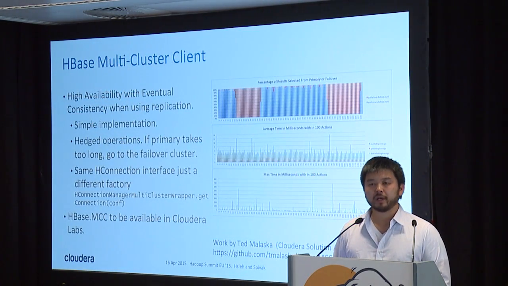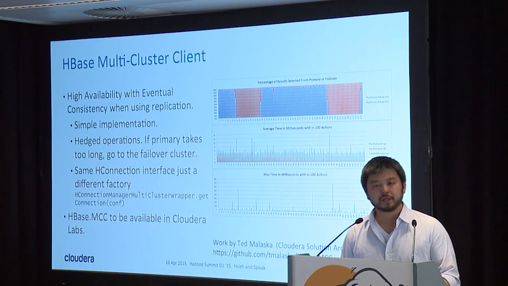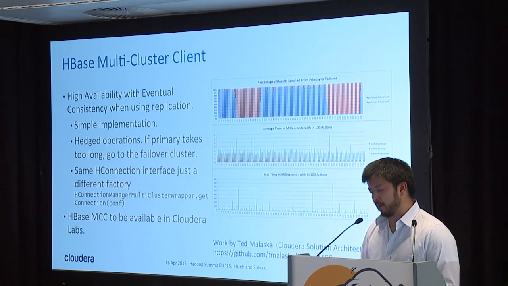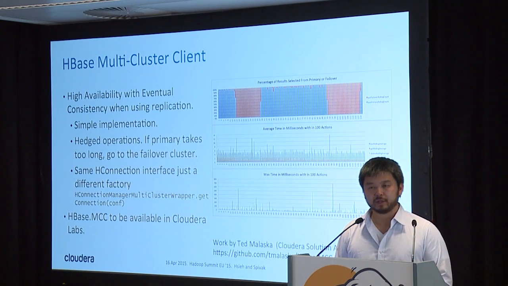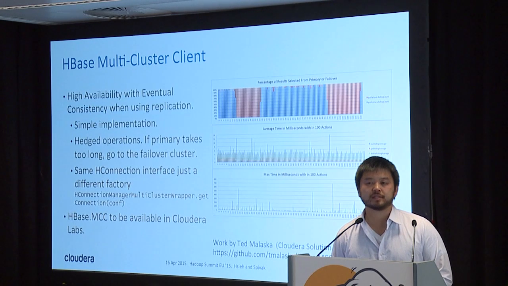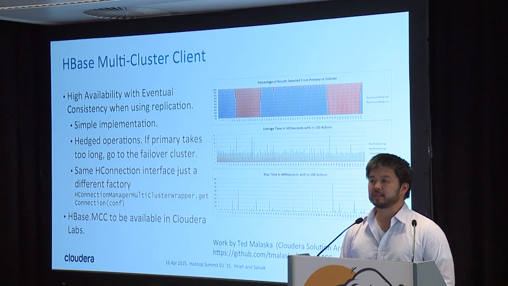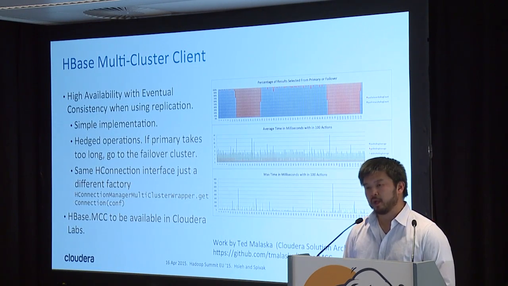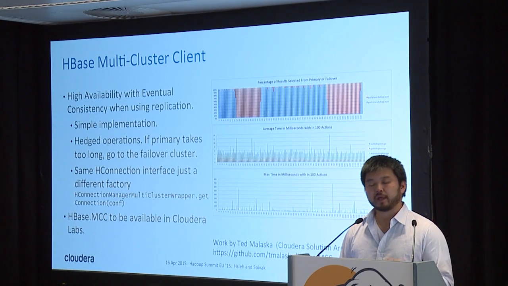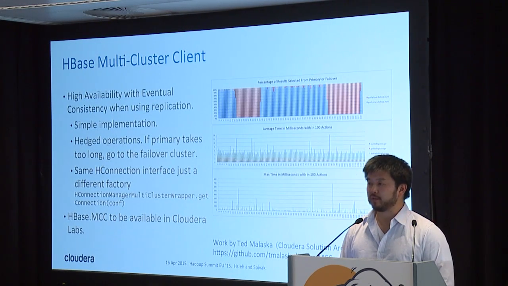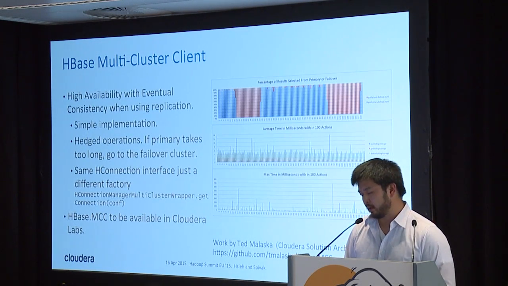The other thing I wanted to talk about is a library that we've put up on GitHub for folks to use, and this is a multi-cluster client. It gives you high availability with eventual consistency when you're using the replication mechanism. So what does that really mean? It's actually a pretty simple implementation, and it's very similar to HDFS's hedged reads feature and the new read replica feature that's found in HBase 1.0 and HBase 1.1, which will be forthcoming.